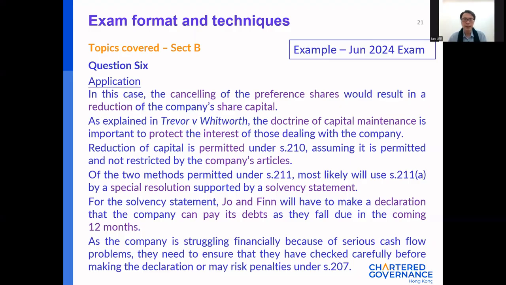So in our story, it says the company is struggling financially because of serious cash flow problem. So they need to check carefully to make sure they really can make the declaration, they really can issue the solvency statement. Otherwise, they may risk the penalties as explained in Section 207.